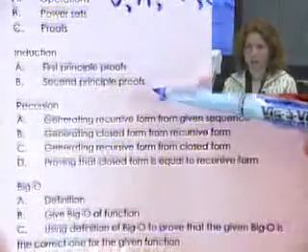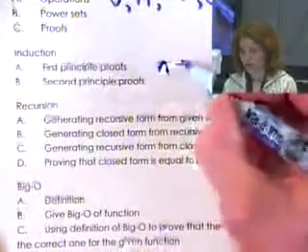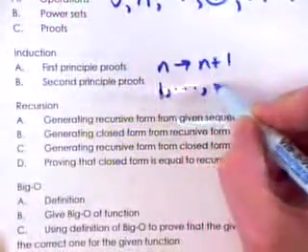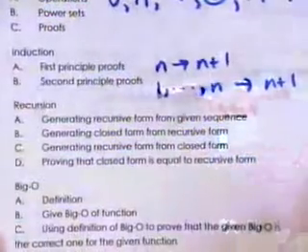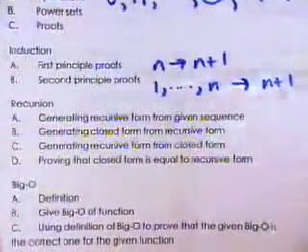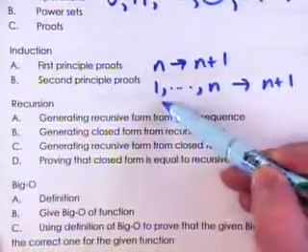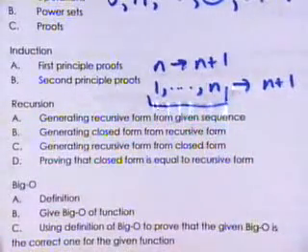So we're going to do some induction proofs. I don't care if you know the difference between first and second principle. In first principle, we go from n to n plus 1. In second principle, we use all the values from 1 to n to prove n plus 1. That's the difference between those two. The first principle says you can assume n is true and then prove the next one. The second principle says you assume that the first group of them is true and prove the next one.